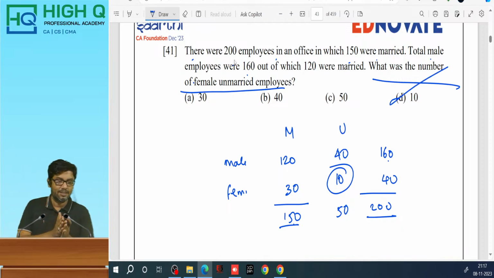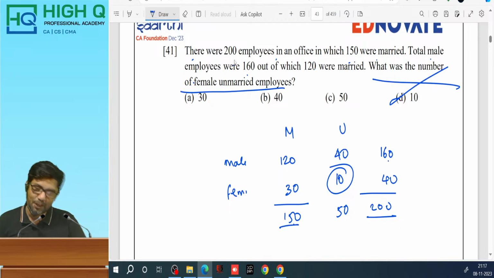My dear, for this, you need to draw the table. You need to draw the table.